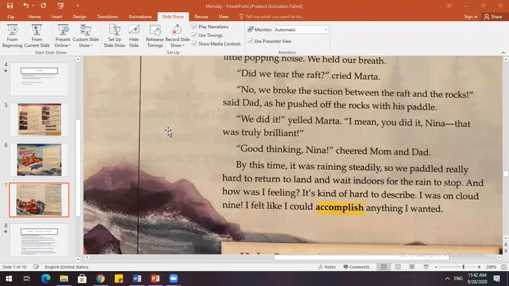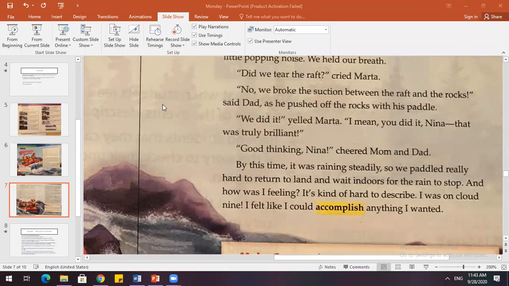All right, accomplish, we said, means to do something successfully, all right? So she is so happy. She can't imagine that this was her idea and that she helped them like this, okay? She says, I was on cloud nine. This is another idiom. Does anybody know what the idiom I was on cloud nine means? What does cloud nine mean?